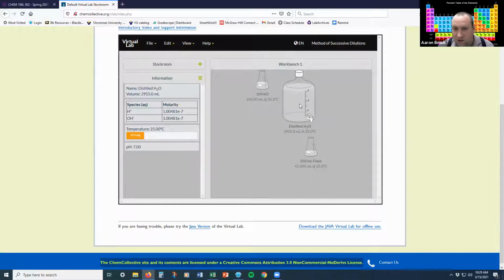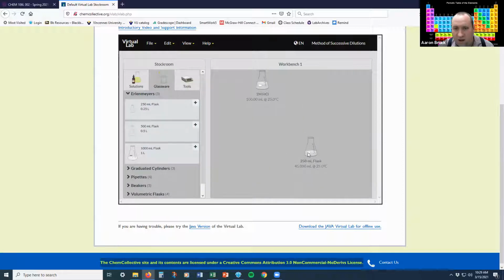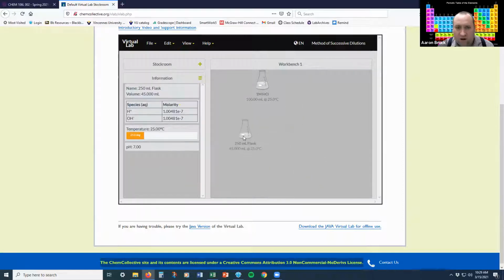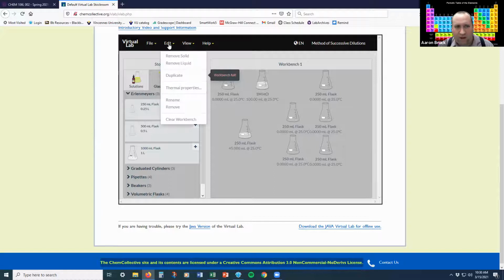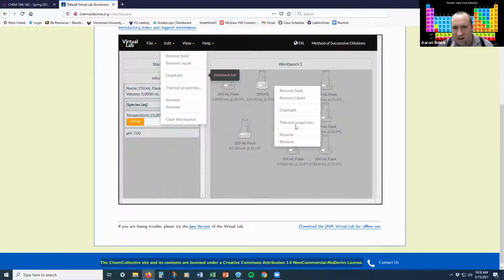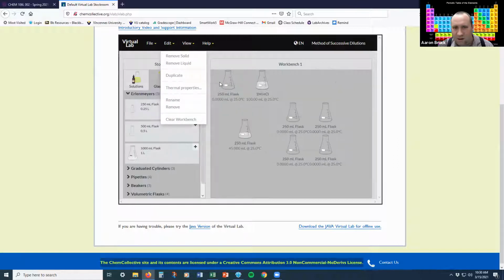And really, that's all that you need the water for. So I'm just going to remove the whole thing. Now, you're going to need 7 of these flasks. So instead of dragging out 7 Erlenmeyer flasks and watching the simulation get mad at you over doing that, what you can do instead is, let's get rid of all these extra flasks.